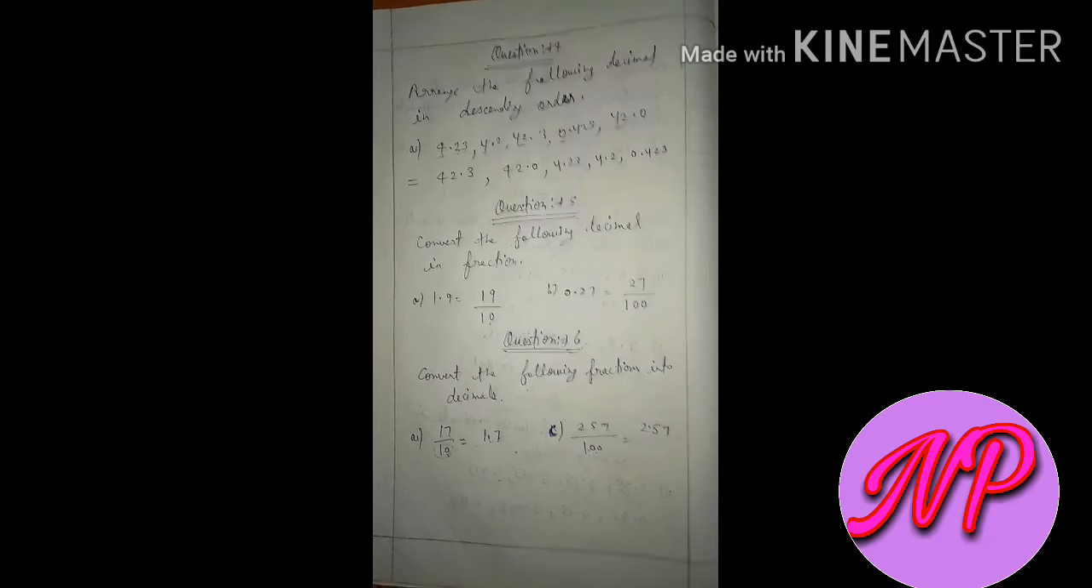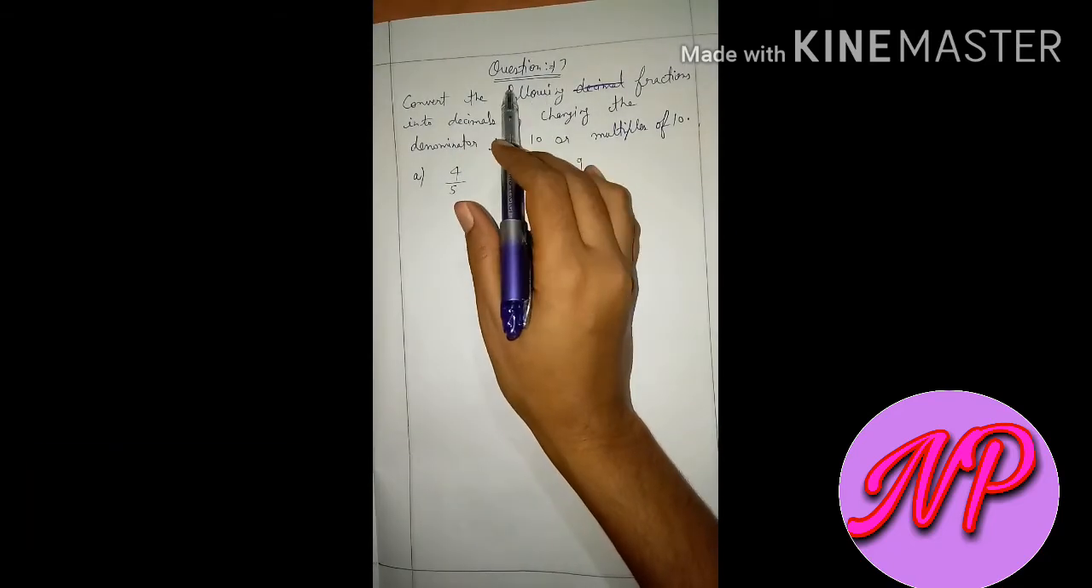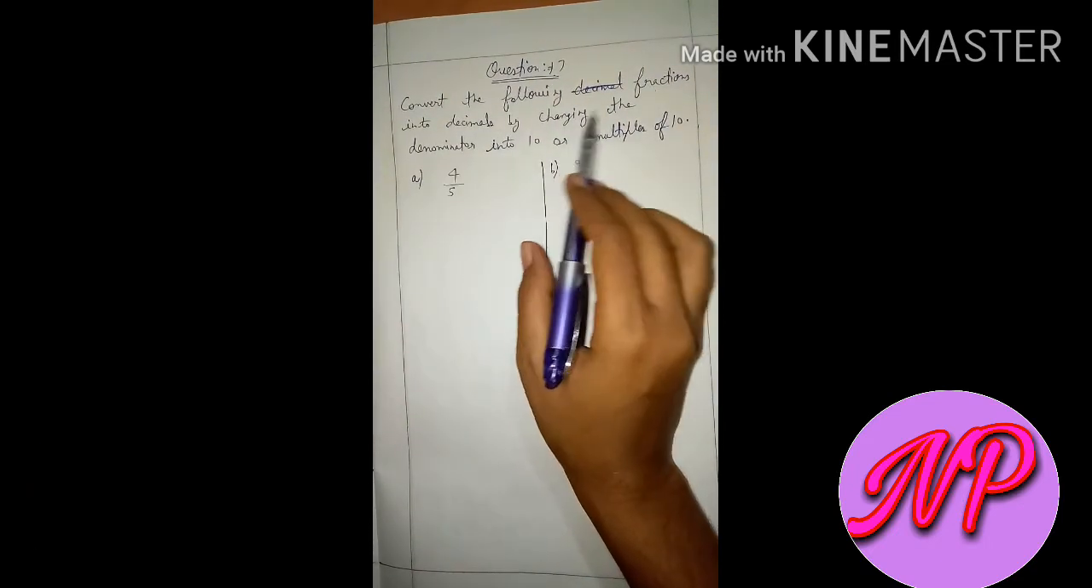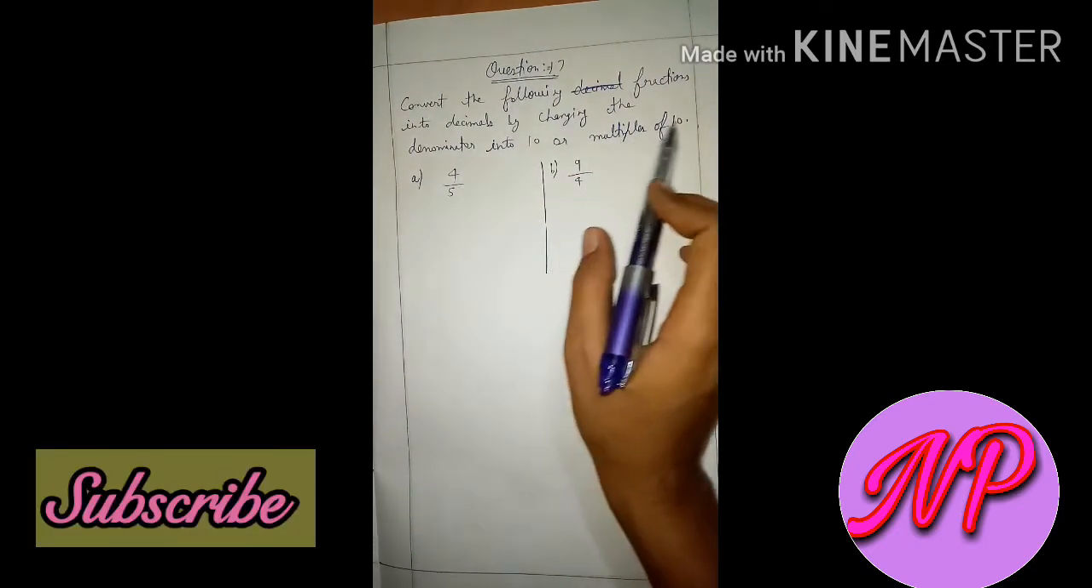Okay. Now the question 7, and in question 7 convert the following fractions into decimals by changing the denominator into 10 or multiples of 10.